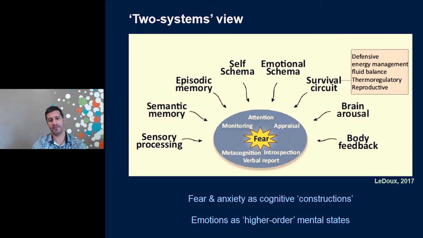His view is aligned with what we call the modern constructionist view of emotion, where emotions like fear are compiled at a cognitive level out of a lot of different sources, which includes, of course, survival circuit activity, but also other sources of information from our own body, the environment, and from memory. The point is that we see emotions as higher order mental states, not so much innate functions of old, primitive brain circuits.